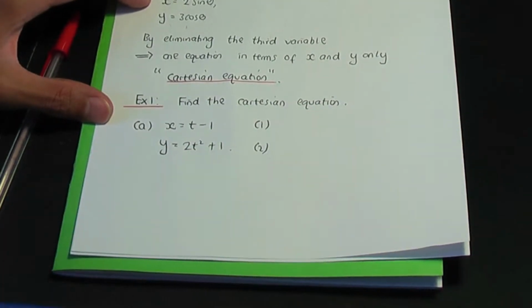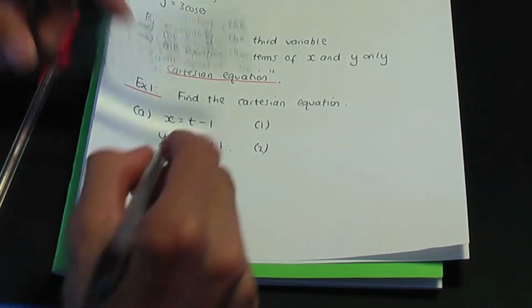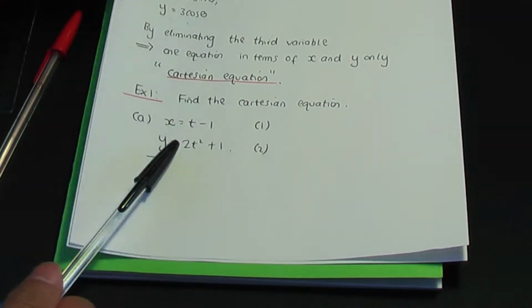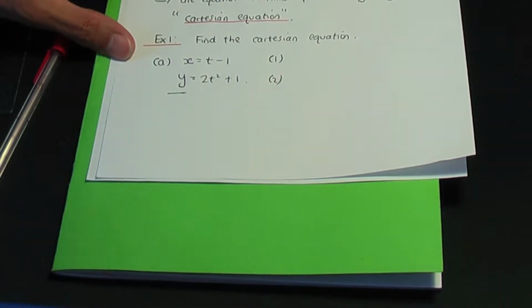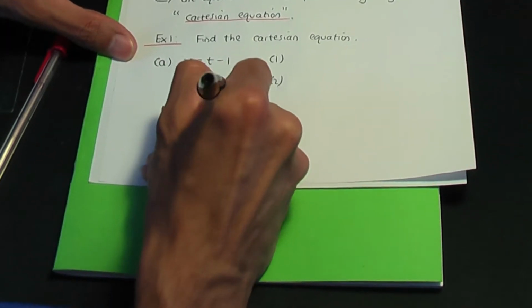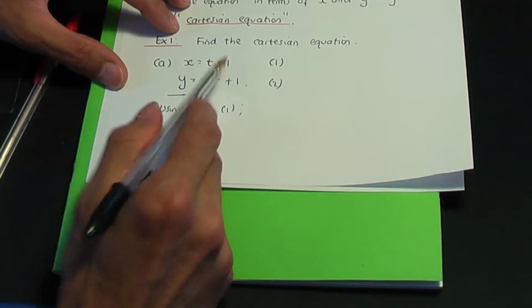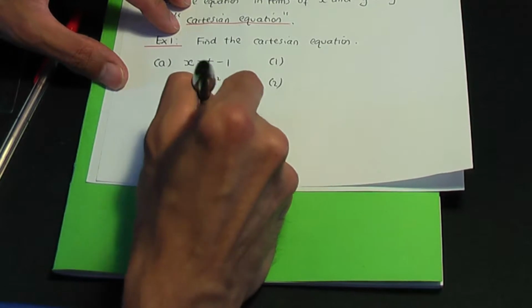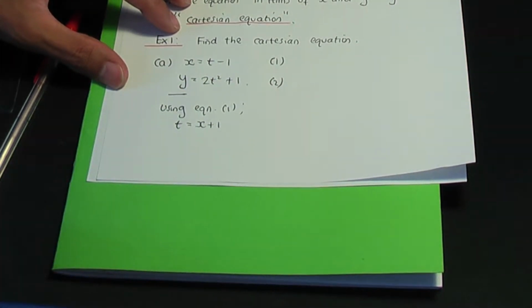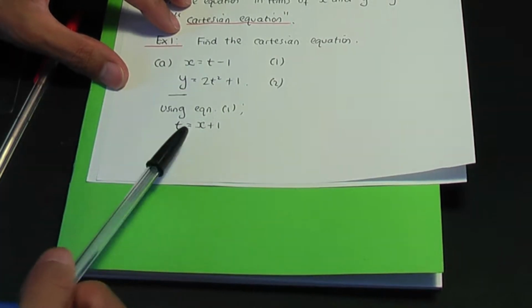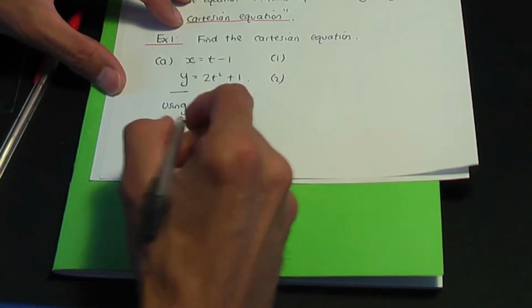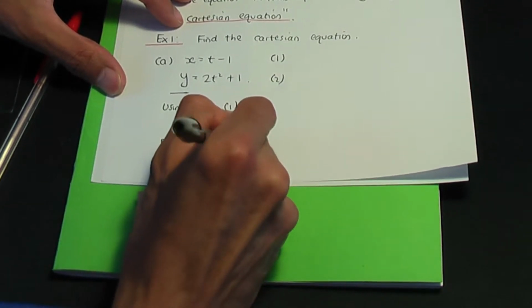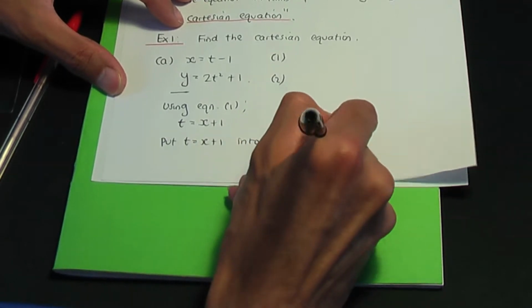What I normally do is I name my equations 1 and 2, okay? And what I do is I take one equation and rearrange for the third variable t. So if I take equation 1 and if I rearrange for t, so using equation number 1, so x is currently t minus 1, but if I rearrange, t is going to be x plus 1 when I rearrange equation 1. And simply, if I put t is equal to x plus 1 into equation 2, so in other words, if I replace t in equation 2 by x plus 1, we'll therefore get the Cartesian equation. Okay, so put t is equal to x plus 1 into equation number 2.